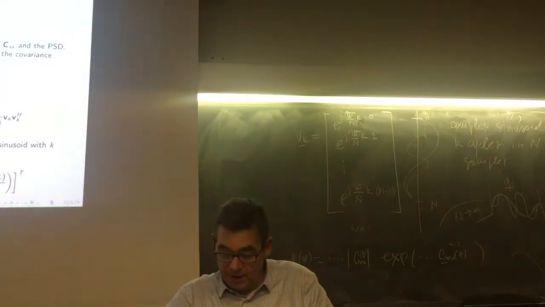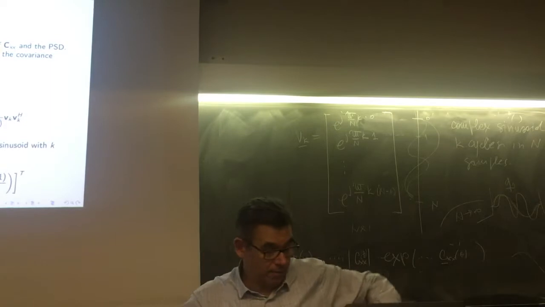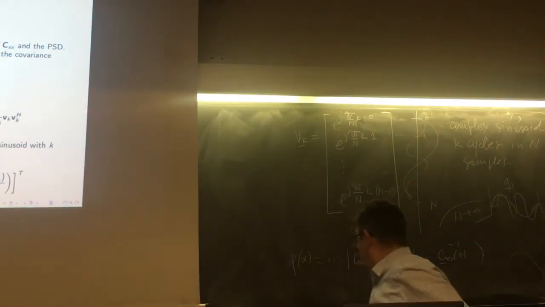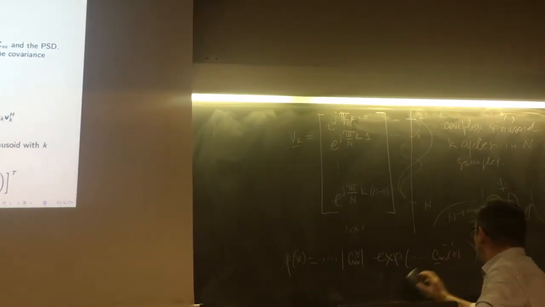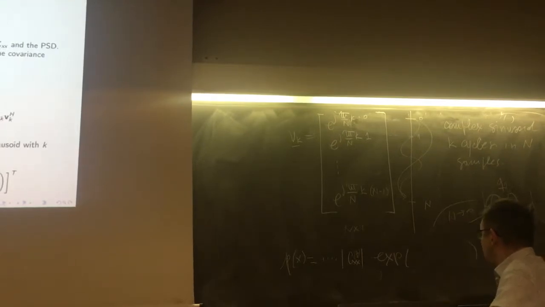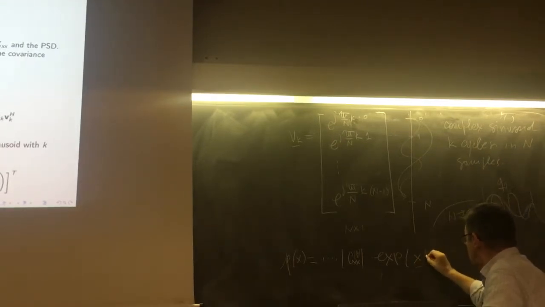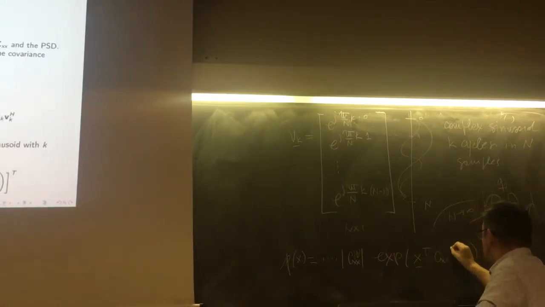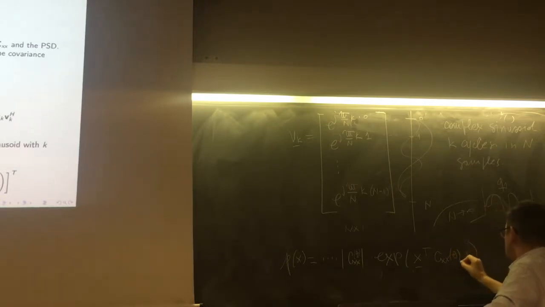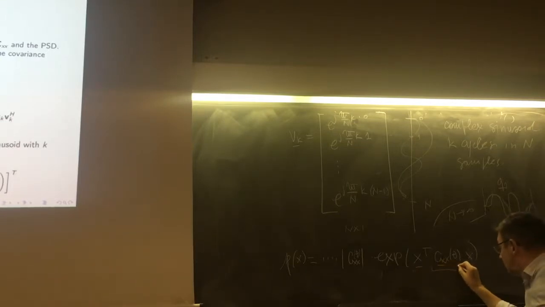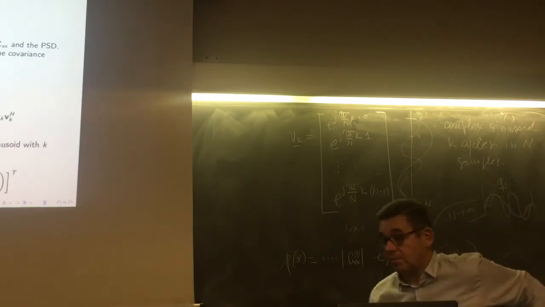So let me write this one. Let me write the complete expression. So I have x transpose Cx, which depends on theta, inverse, times x. This is the Laplace that I need to write. So what I need to write is the inverse. So what is that inverse?